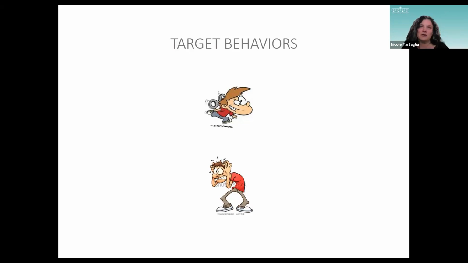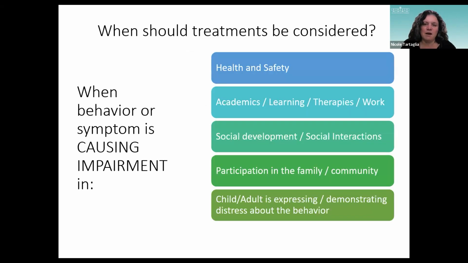Are we going to work with therapy or medications to treat this part? Are we going to work with therapy and medications to treat the anxiety part? You can do this with all the different pieces, but it's always really important to think about those things as well. Okay, so again, top 5 is the behavior or symptom causing impairment in health and safety, academics, learning, work, social development, participation in the family and community, or if they're expressing distress and demonstrating distress themselves about the behavior. Okay, and then let's take questions.